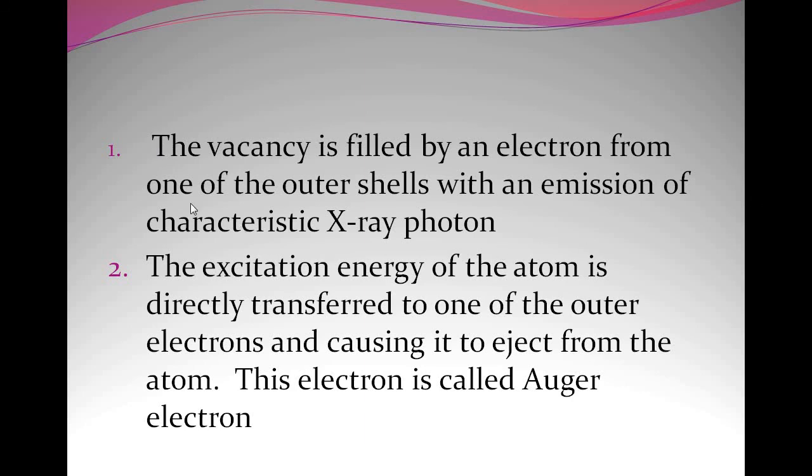This method is not producing any electrons, but the second one is important to us. This is the method in which Auger electrons are produced. The excitation energy of the atom is directly transferred to one of the outer electrons, causing it to eject from the atom. This electron is called the Auger electron, and this effect was termed the Auger effect.